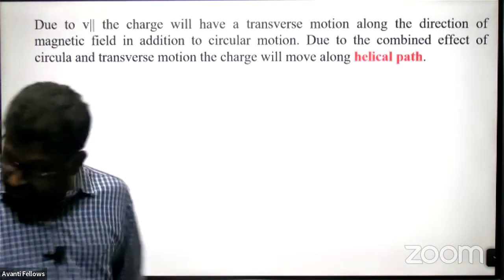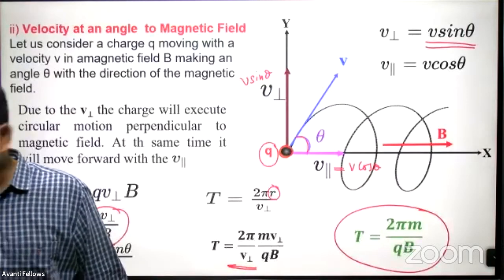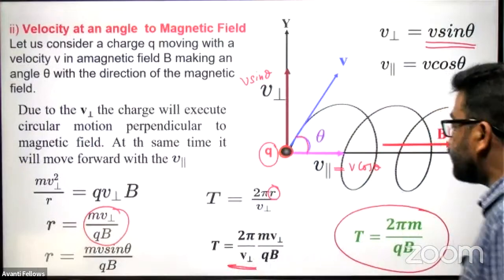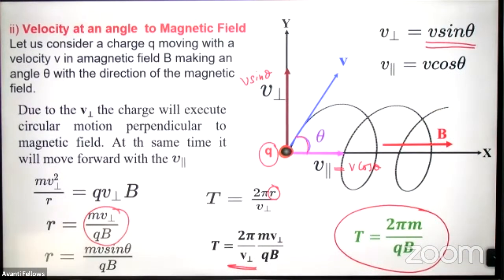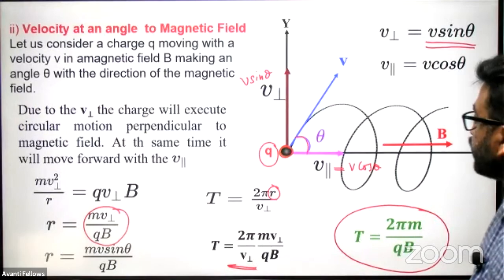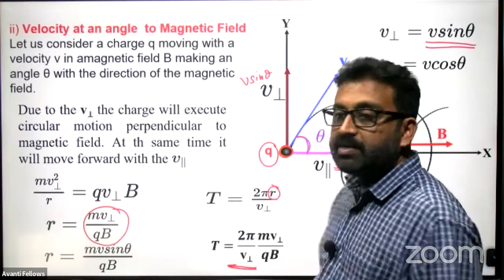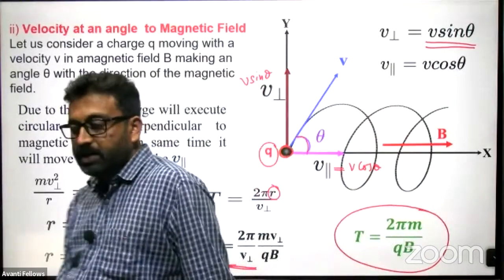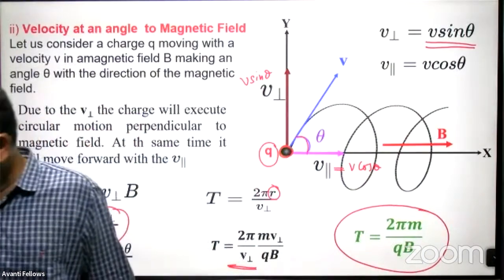Now, that was the case with the perpendicular component of the velocity. All perpendicular component of velocity we have taken here and we have developed an equation for the time period, and time period is equal to 2 pi m divided by qb. Now we have to see the parallel component of velocity. What is the impact of that parallel component in this?